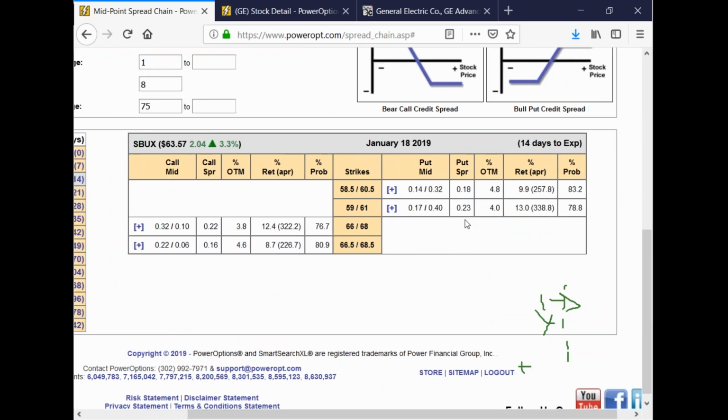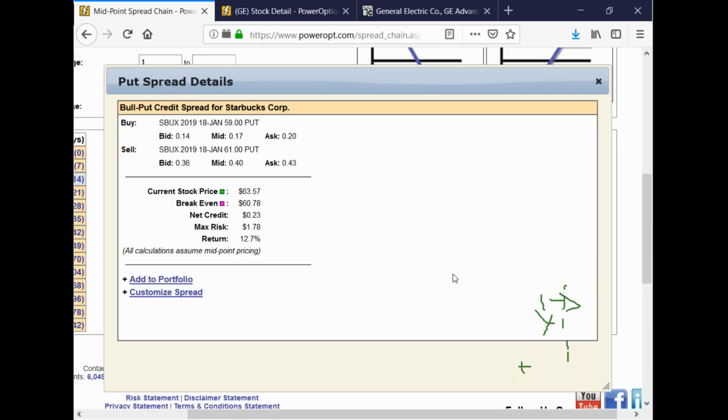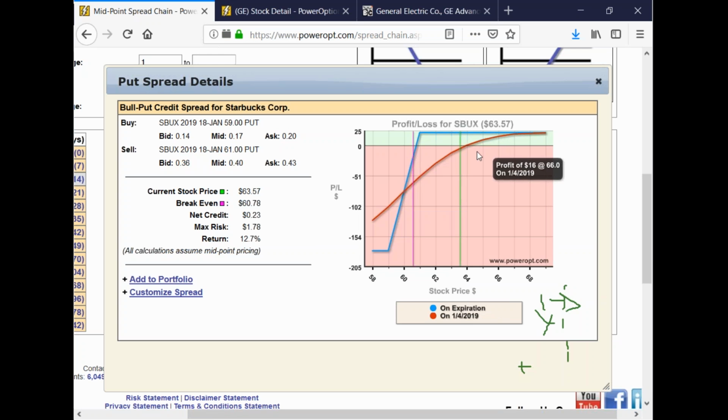All right, perfect. So the 61/59 bull put spread: selling the 61 with the stock at 63.57, not a lot of room, and buying the 59 gives me a 23-cent net credit on a 2-point spread, which works out to be a 13% return. We have a 78.8% theoretical probability that the stock will be trading above 61 in the next 14 days. Here's just more of a simple graphical view of the position.